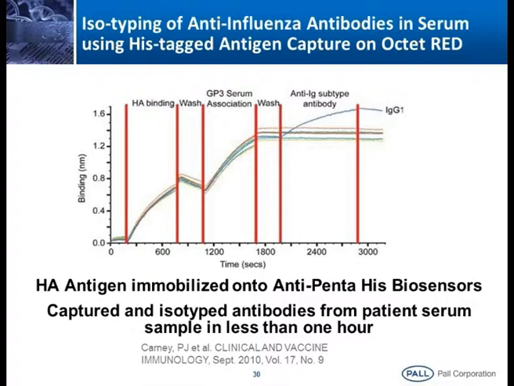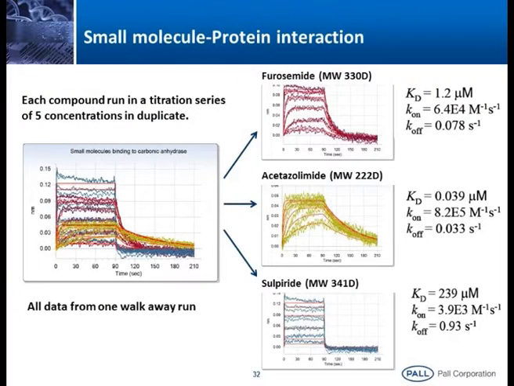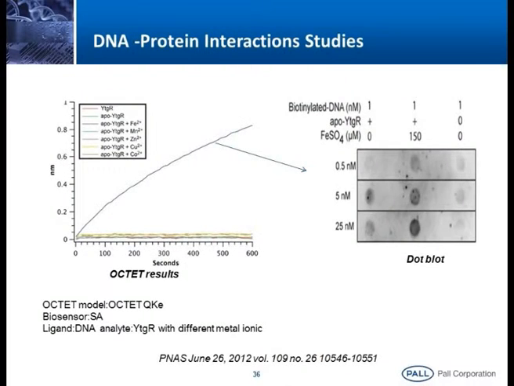This is the isotyping example, isotyping of the anti-influenza antibodies in the serum using his-tagged antigen captured on the Octet. If you look at this, there is only one which has affinity towards that antigen. The rest is the baseline. This is the lipid vesicles with respect to peptide. These are once again small molecule protein interactions. This is DNA protein interaction studies.